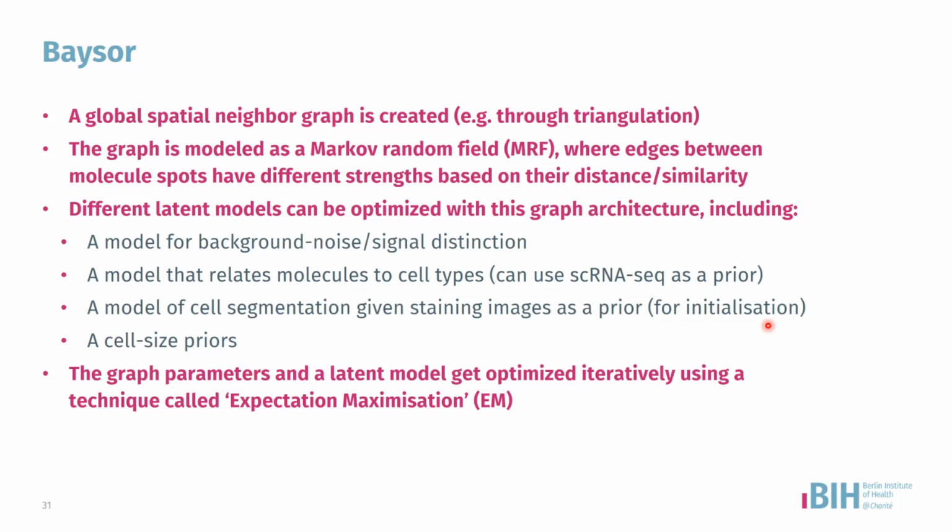There's a model that relates to the molecules within a particular cell type. So this is using single cell RNA sequencing as a prior and optimizing that. The model can also take into account prior segmentation for its initialization, so it's not a random initialization. And you can also provide an expected cell size as a prior as well. And these graph parameters and latent models get optimized using an iterative technique via the expectation maximization algorithm.